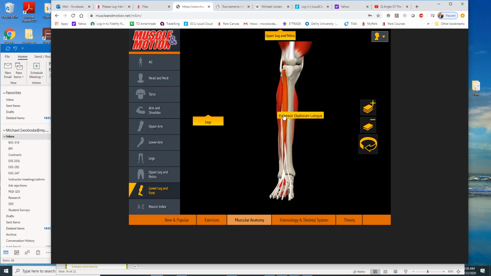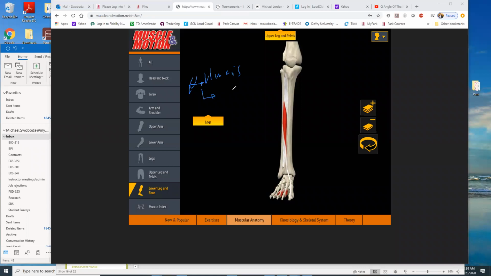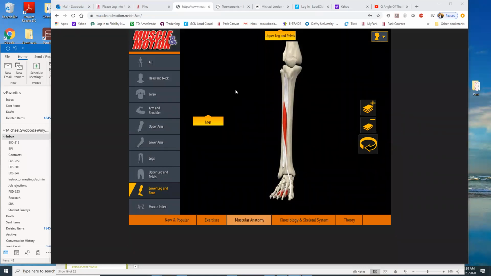All right, and again, when you see the digitorum, that moves your toes. And it moves specifically your four non-big toes. And then hallucis is going to move your big toe. So digitorum moves your index toe through your pinky toe. Hallucis moves your big toe. All right, so hopefully that makes at least a little bit of sense to you there.